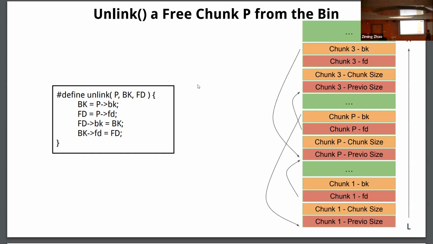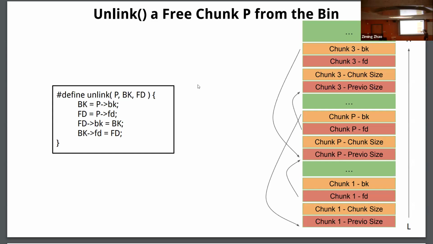Before we unlink, it looks like this. This is low, that's high. We have chunk 1, then chunk P, and chunk 3 here. Chunk P is what we're going to unlink. There may be other chunks in the middle of them, obviously, but those chunks may be in use, so they are not really in the bin. Here I only draw those three in the bin. Others may be in use, not freed ones.